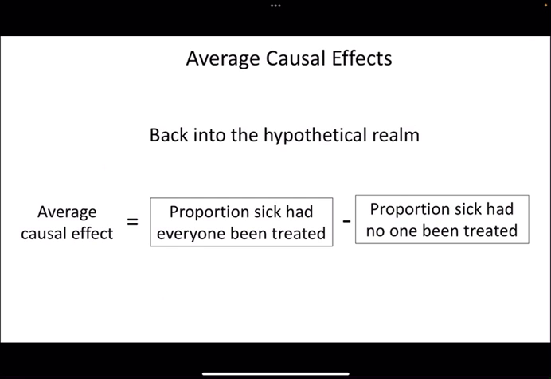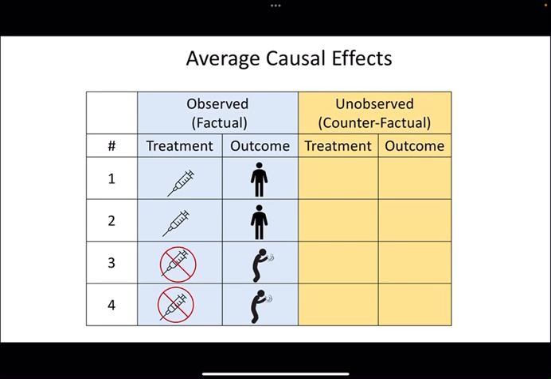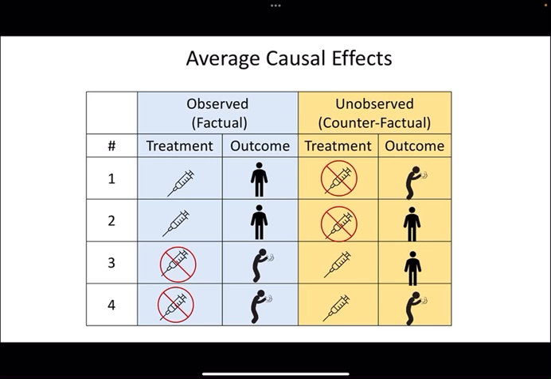I find it helpful to add visuals to this. So let's start with this table here where we have 4 individuals, and this pale blue part is the observed or factual situation, where the first 2 individuals were treated, they got the vaccine, and they didn't get the outcome. And the other 2 individuals were untreated, and they got sick. Each of these individuals has a hypothetical counterfactual state on the right, the pale orange, which is what would have happened had they received the other treatment.